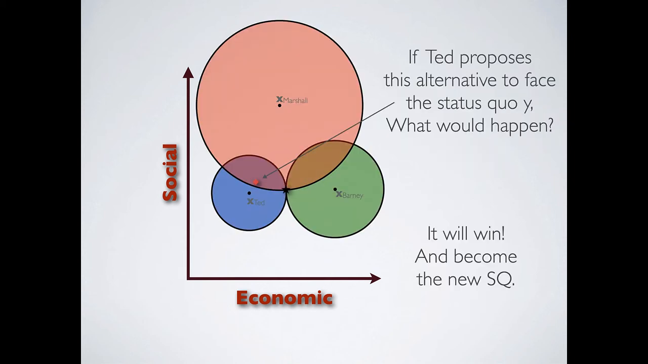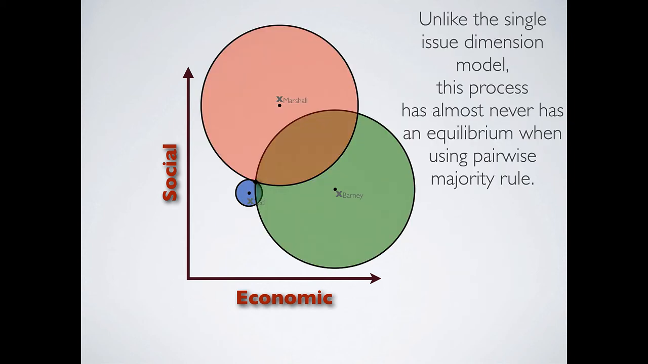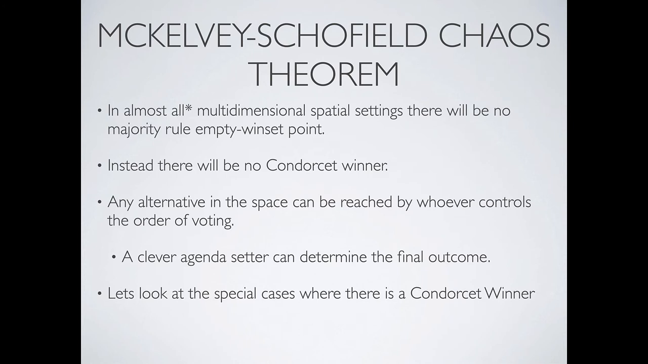But in any event, the point of this screencast is about the chaos theorem, that there is no equilibrium here. Now, I've got an asterisk here. That means there are some really special cases where you do get an equilibrium, but they're exceedingly rare. But I want to show them to you because Shepsle brings them up in the chapter.